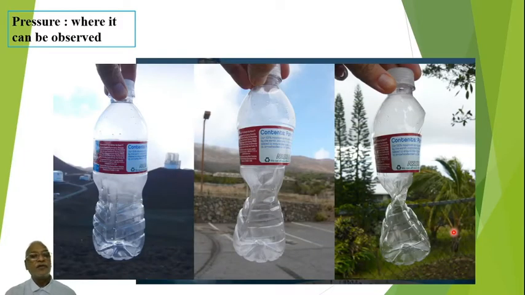Here is one simple example of atmospheric pressure. In the first case, the bottle is empty, right? Empty in the sense it's not filled with water, it is filled with air. The pressure outside the bottle is atmospheric pressure, and the pressure inside is also atmospheric pressure. Then by some means, if we remove some of the air from inside, the external pressure of the atmosphere will be able to squeeze the bottle like this.